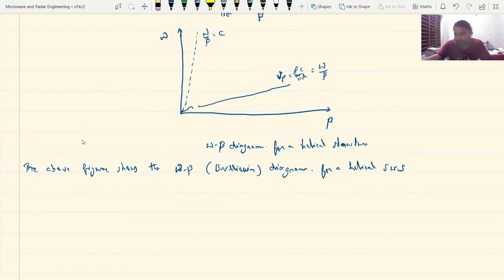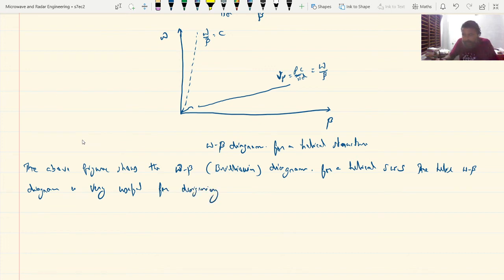So the helix omega beta diagram is very useful for designing a helix slow wave structure.